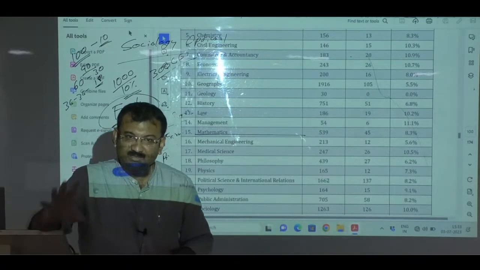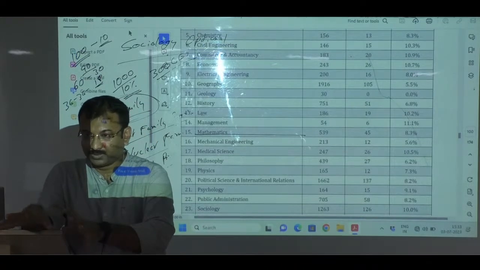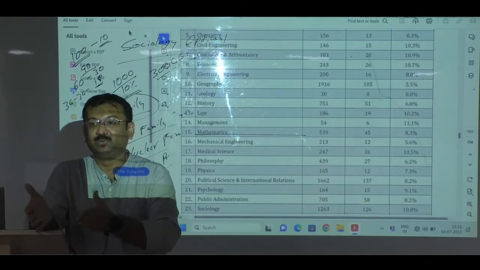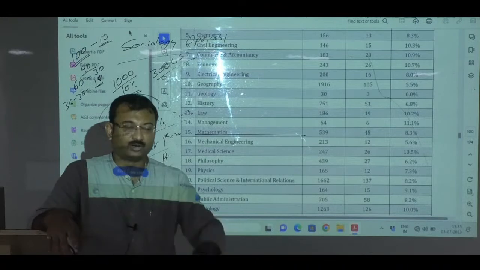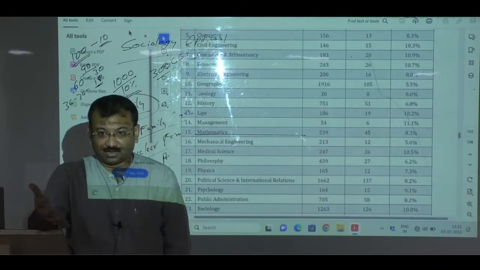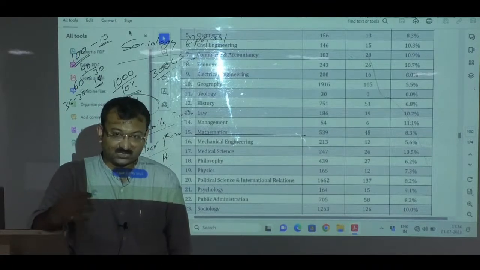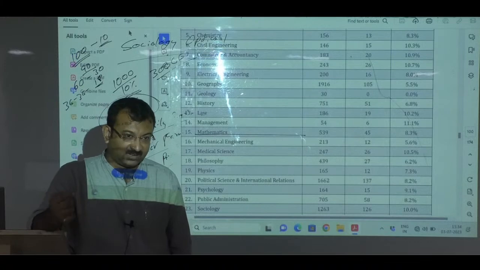Clear? But yes, it's possible to do self-study. But these are the areas where you will be facing difficulty. Because let me be very honest here. Don't think someone with sociology background would be doing better. No. The person with sociology background would be finding it more difficult here.